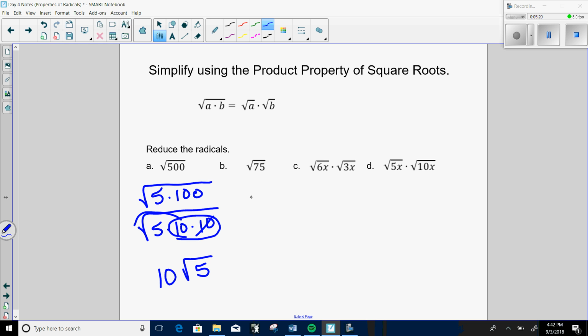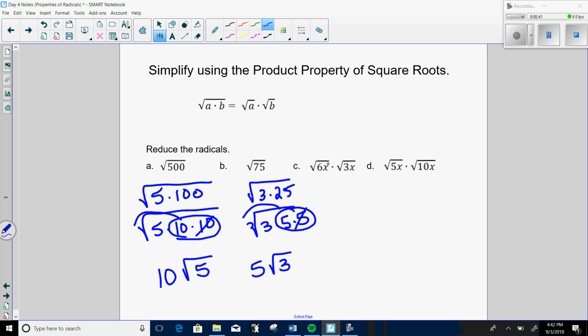Square root of 75. I can break that down as 3 and 25. 3 is a prime number, so it stays the same, but 25 can break down to 5 times 5. There's a pair of numbers. One comes out, one gets crossed off, and you get 5 square root of 3.